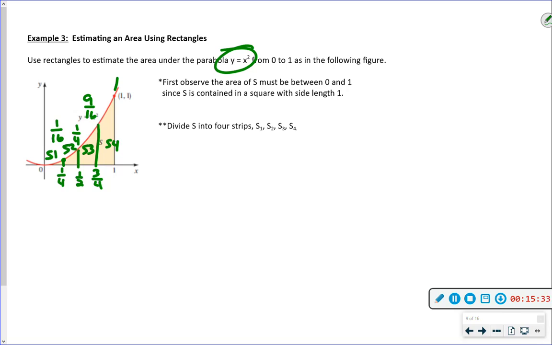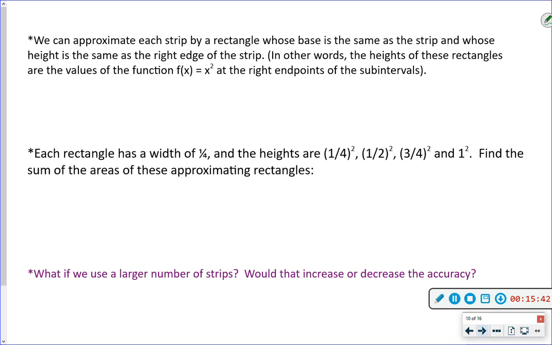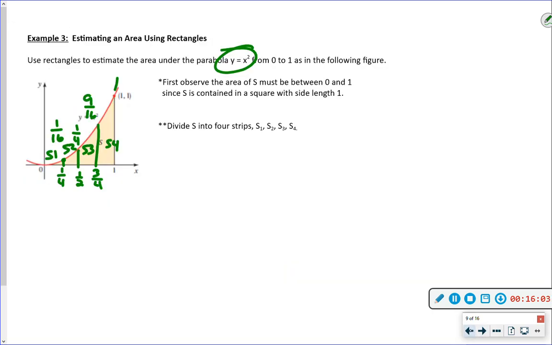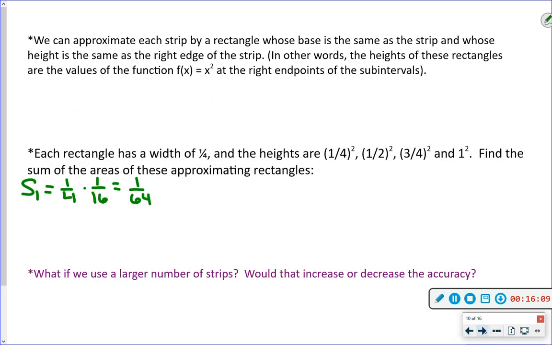I just can't fit it all in here. I'm going to do my width, 1/4, times the height, for each one. So when I go to find the area of that first one, the width was 1/4 and the height was 1/16, which I calculated earlier. Now I'm going to do the second rectangle. The width is still 1/4, and the height is 1/4. What's 1/4 times 1/4? 1/16.